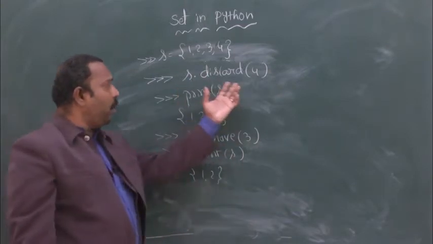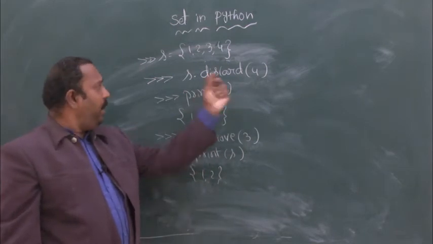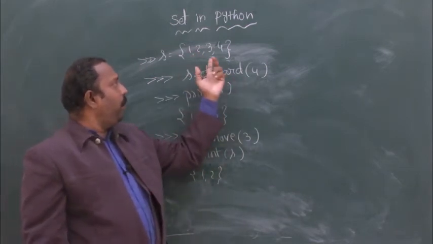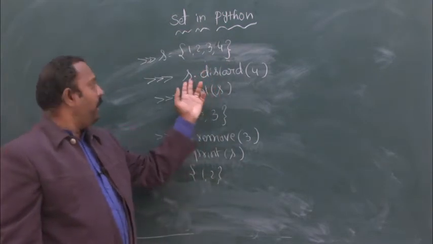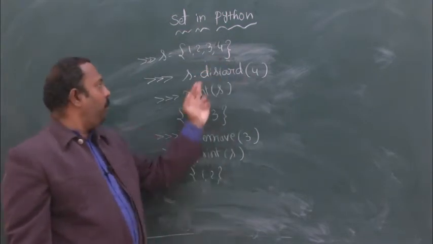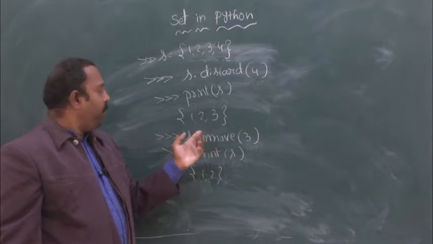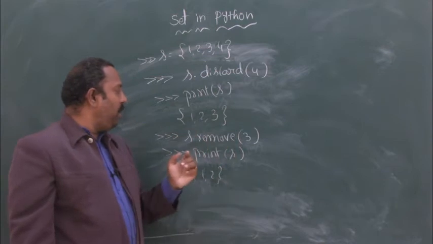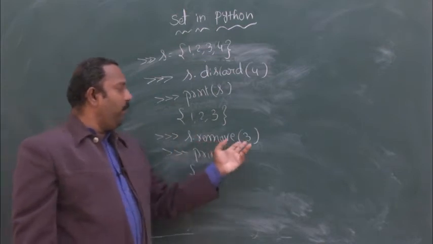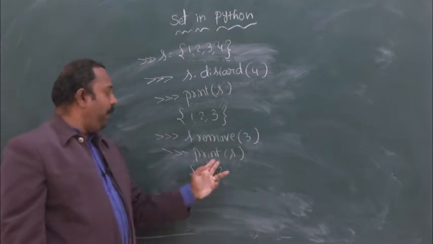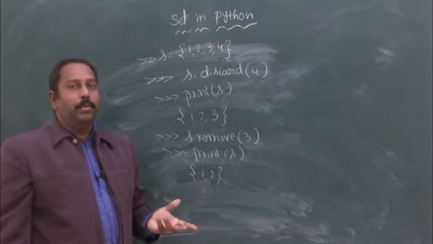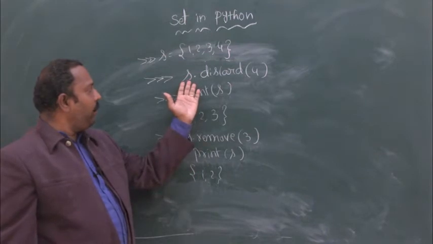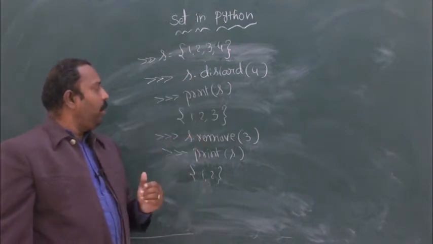So here you see, discard means a particular element can be removed by using the discard method. Suppose I want to remove 4. Then S dot discard of 4 means 4 will be removed. Then you will get the output 1, 2, 3. Suppose I want to remove 3. So S dot remove of object, suppose I give 3. Print S means you get the output 1 and 2. So these two look the same. This is also for removing a particular element.